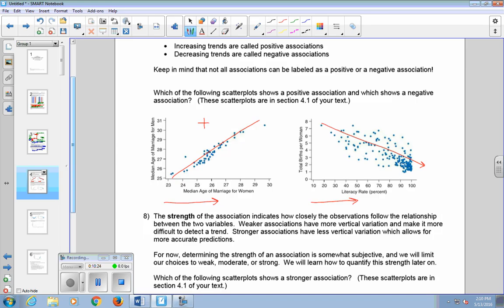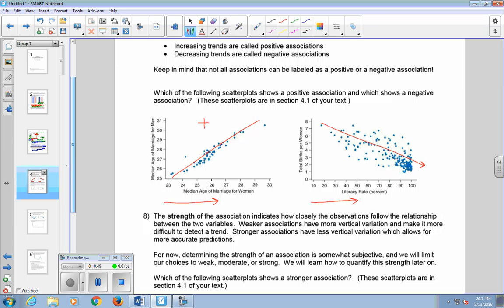Right? So said a little bit differently, on the graph on the left, we can see that as the median age of marriage for women increases, so too does the median age of marriage for men. And on the right, the literacy rate, it's on your horizontal axis, as the literacy rate increases, the birth rate tends to decrease.